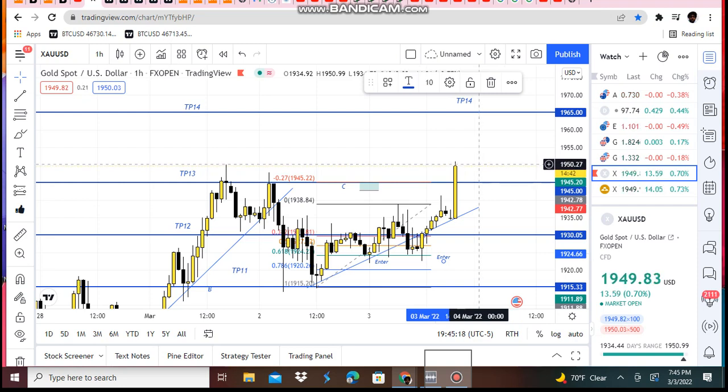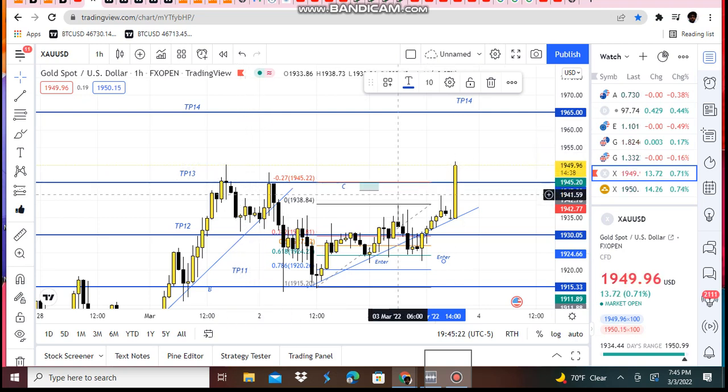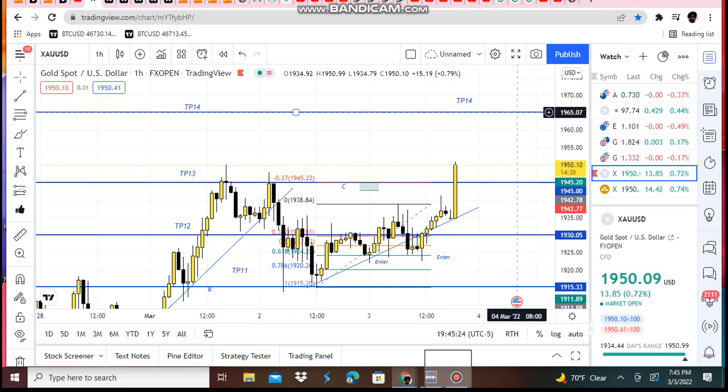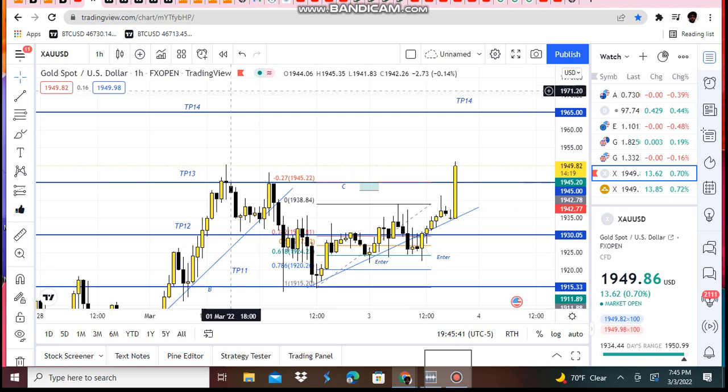Went all the way up to 1951, so it goes even past this high right here. And the next key level is 1965. We see this long yellow Marubozo candlestick on the 1 hour pushing right up to take profit 14 next. So I just want to keep you updated with that game. On the 1 hour, you can see that.